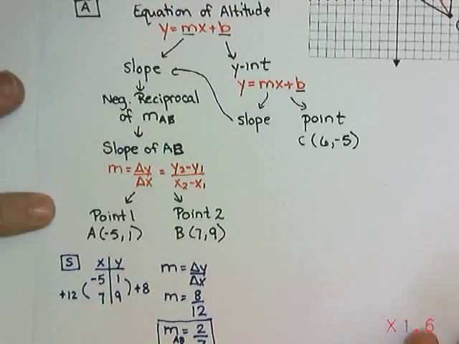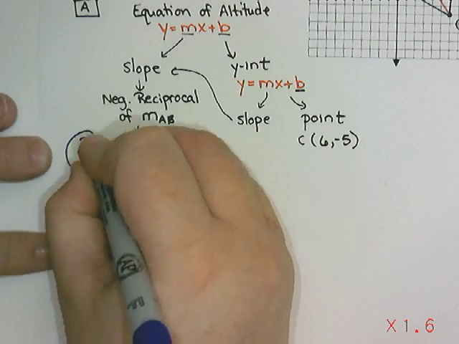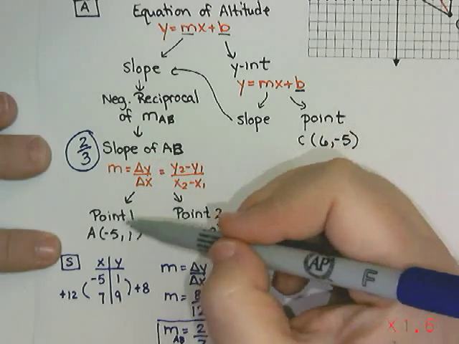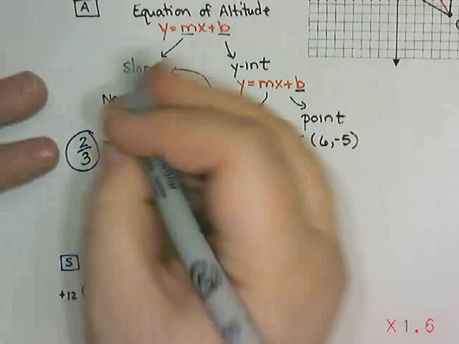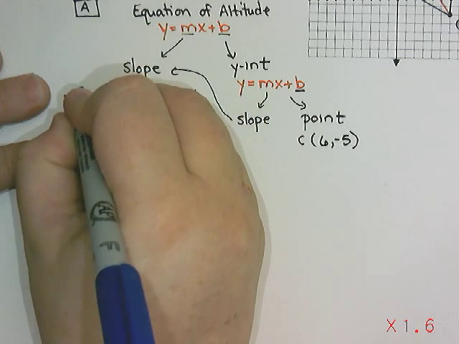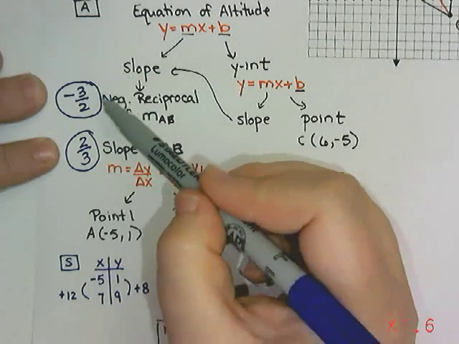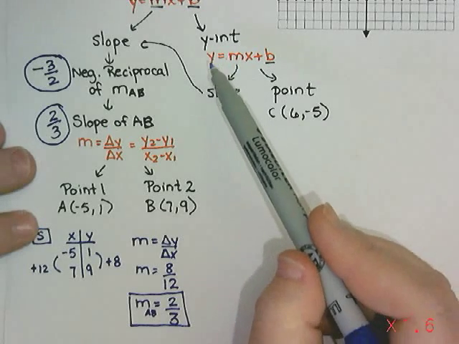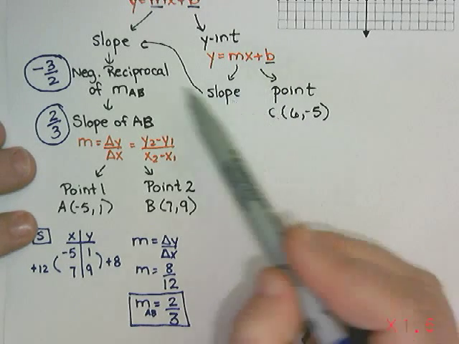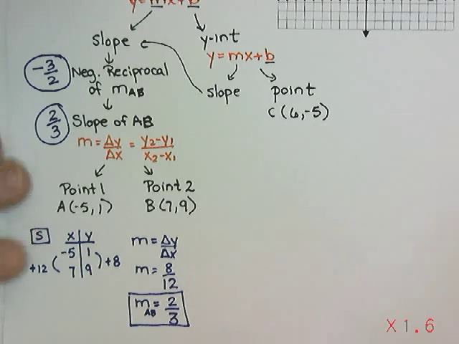So up here, I'm going to make a note that this is 2 over 3. And if we work our way back up the chain here, the negative reciprocal of AB would be negative 3 over 2. And that's going to be our slope. So to get the y-intercept, we need to use y equals mx plus b, put in our slope of negative 3 over 2, and then substitute in our point of 6, negative 5.